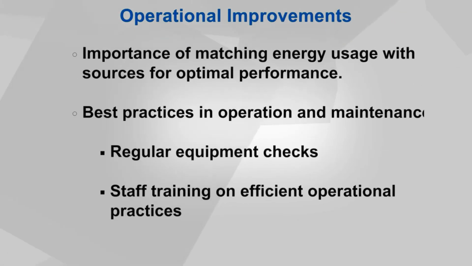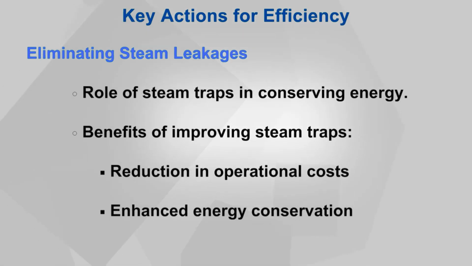For operational improvements, once energy usage and sources are properly matched, the next step is to operate equipment efficiently. This involves implementing best practices in operation and maintenance. For the purpose, maintenance manager, one of the key actions is to eliminate steam leakages by improving steam traps. This not only conserves energy but also reduces operational cost.